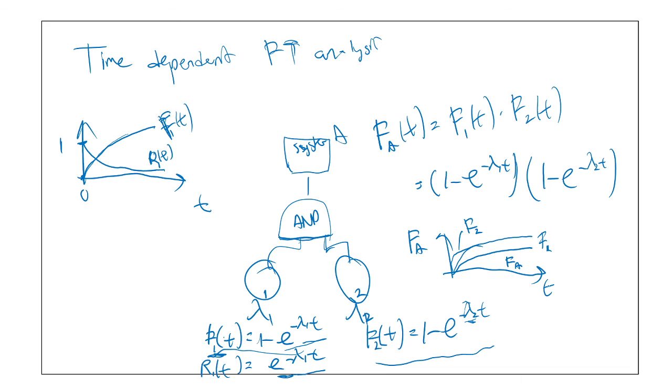As the time increases, the failure will increase. So why does the failure of system A increase with time? It is because the failure probability of component 1 increases in time, and so does the failure probability of equipment 2. So this is a very simple fault tree analysis, if the equipment follows the exponential distribution.